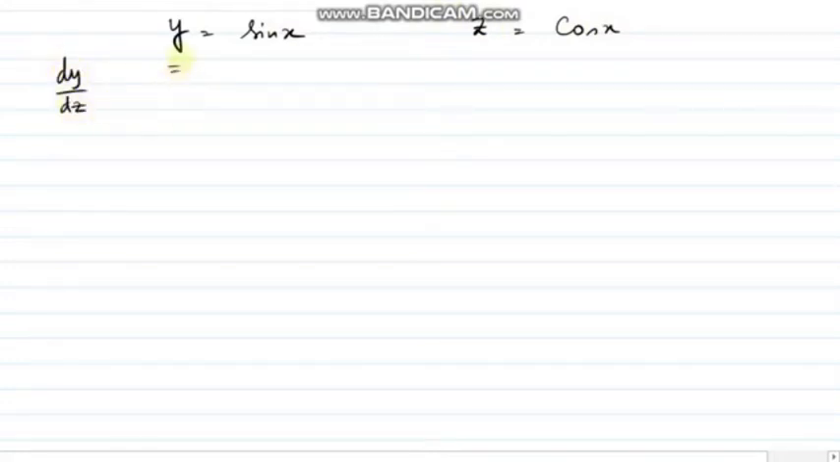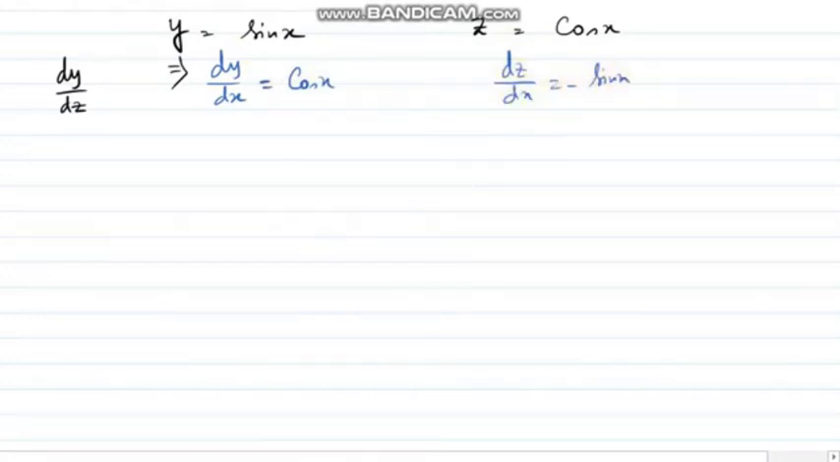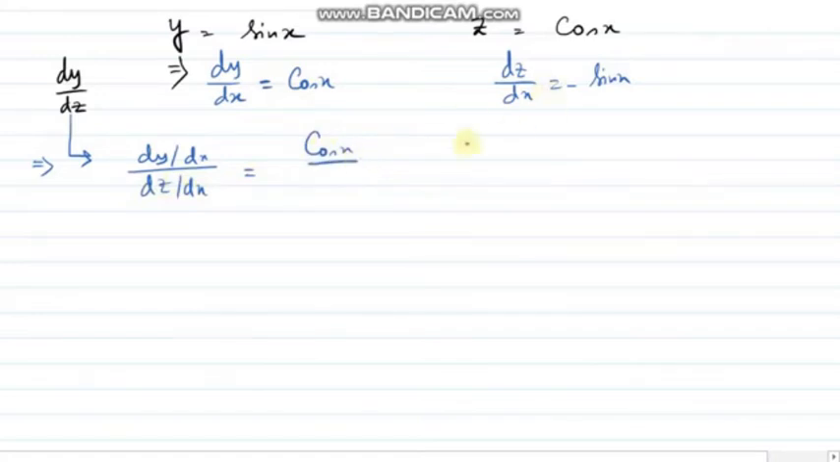So what you will do, from y equals sin x, can you differentiate with respect to x and write dy/dx equals cos x? Similarly, z equals cos x, differentiating, can we write that dz/dx is equal to minus sin x? So from there, dy/dz we can write as dy/dx divided by dz/dx. So dy/dx is cos x and dz/dx is minus sin x. Hence it is minus cot x, right?